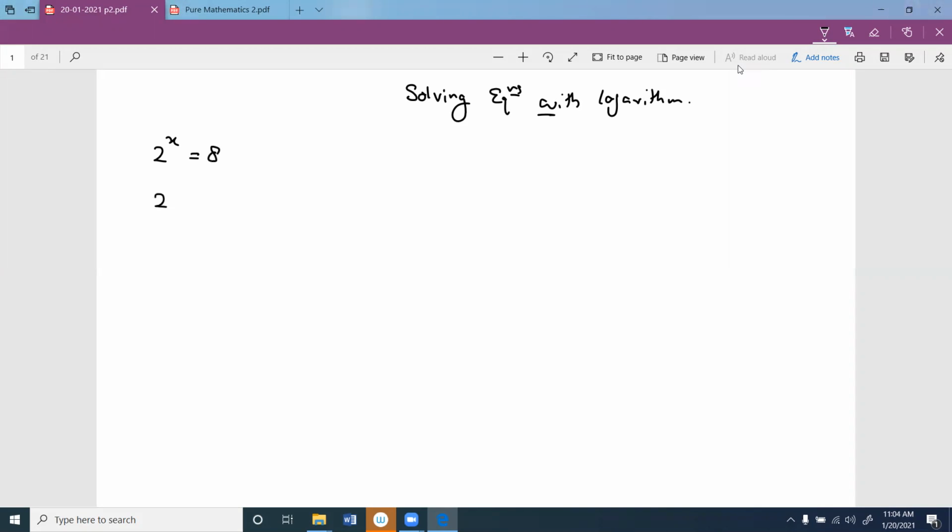Simply you can write 2 to the power x is equal to 2 to the power 3, because you know that 8 is a power of 2, 2 to the power 3. So if the bases are similar, you can say x is equal to 3.